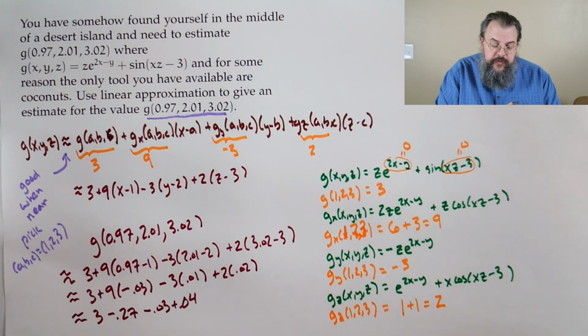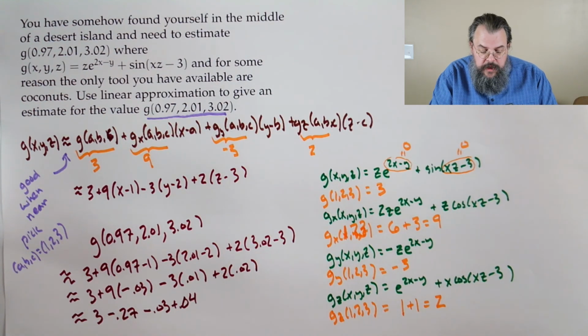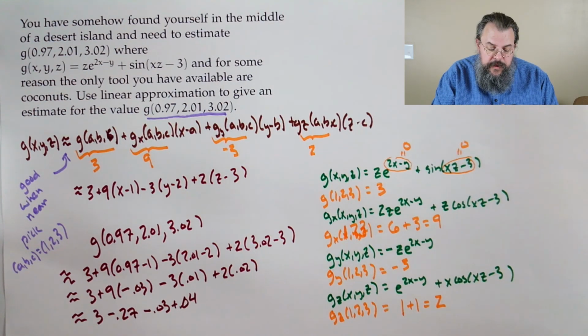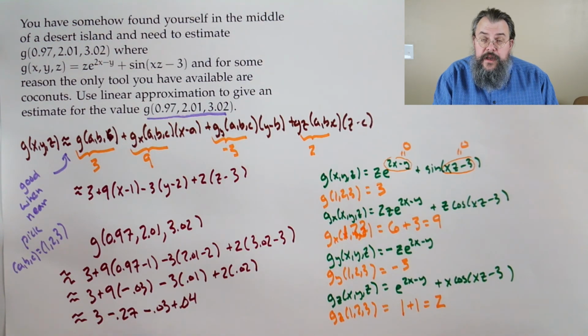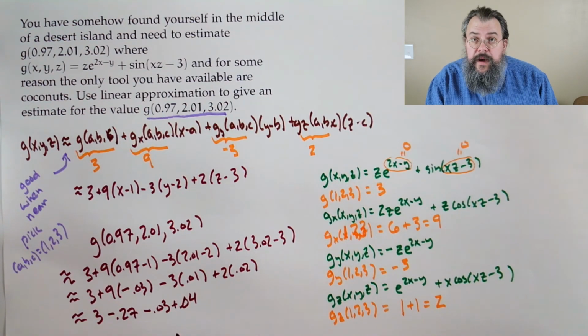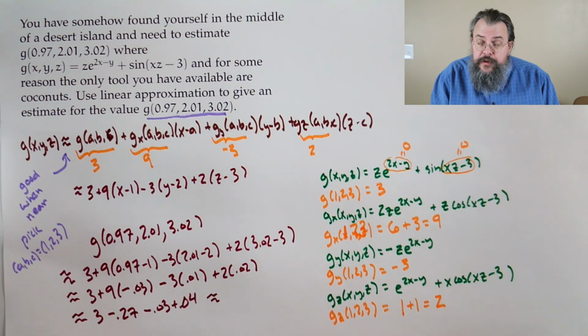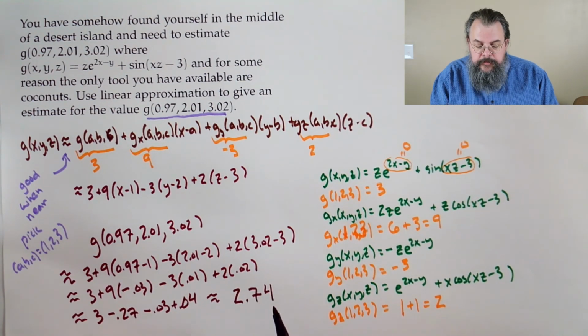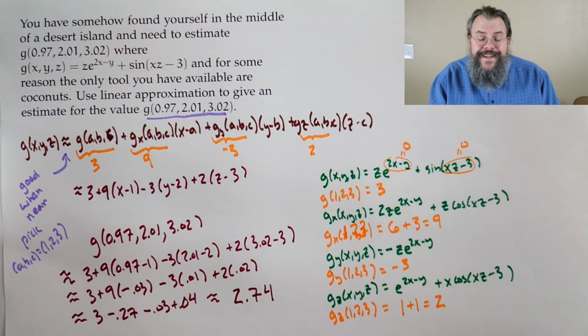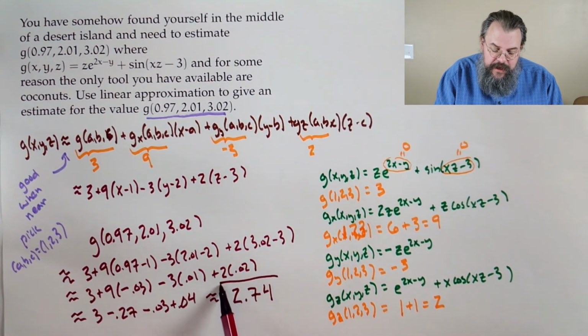All right, well, we're almost there. So what are we doing here? Well, 0.27 and 0.03, it's really like subtract 0.3, but then add 0.04 back, so it's like subtract 0.26. All right, so take 3, subtract 0.26, would be 2.74. All right, and there's our approximation.